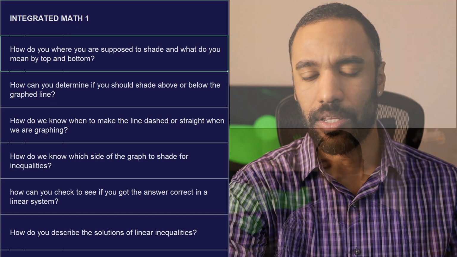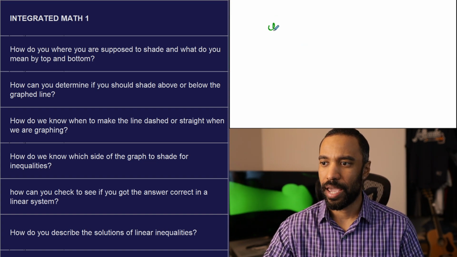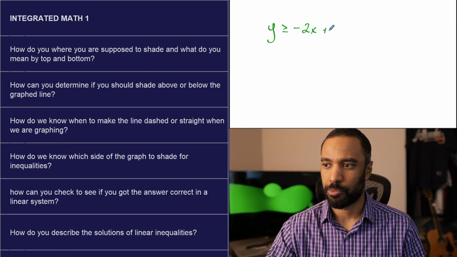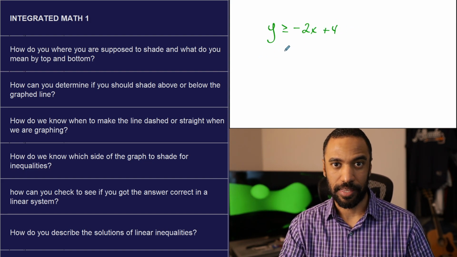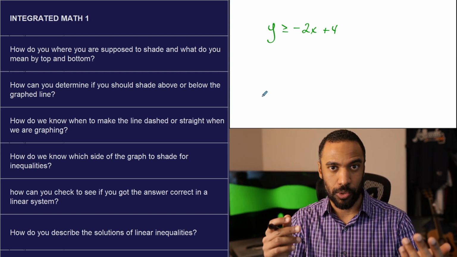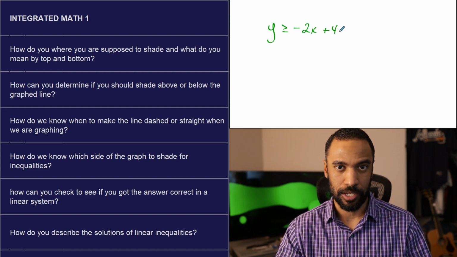Basically draw the line as if it's in y equals mx plus b. Here, I'm going to write one. Let's say it says something like y is greater than or equal to negative 2x plus 4. What you start by doing is drawing what's called a boundary line, which is basically the line that's equivalent to y equals negative 2x plus 4.